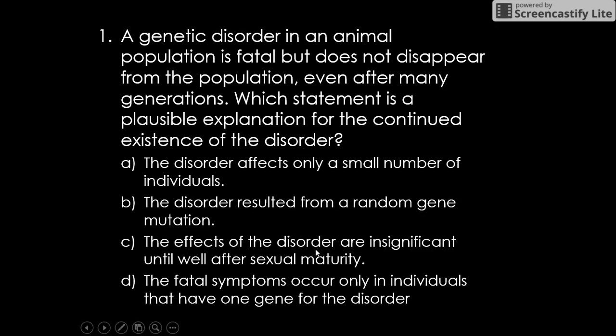C, the effects of the disorder are insignificant or do not matter until well after sexual maturity. Sexual maturity means you can have babies. If you have babies, you pass on your genes. So the reason this stays in the population is because people who have this gene are able to have babies before it kills them. So they pass on the gene.